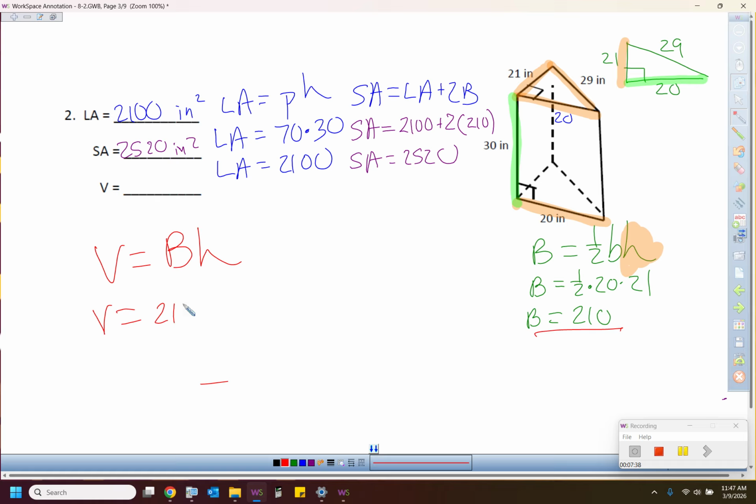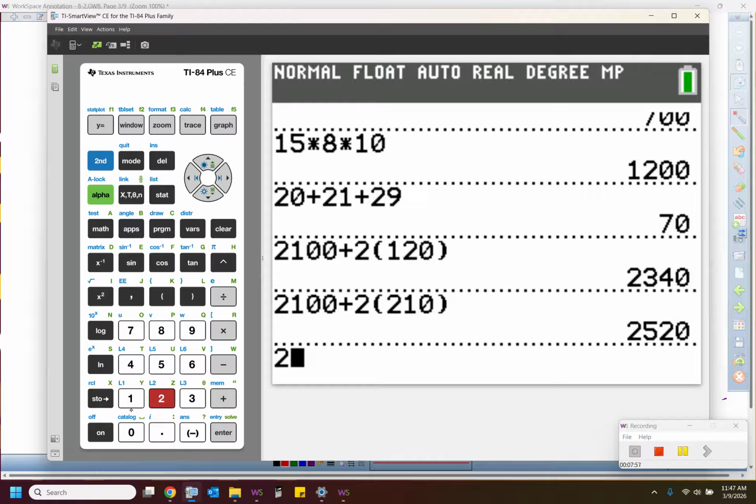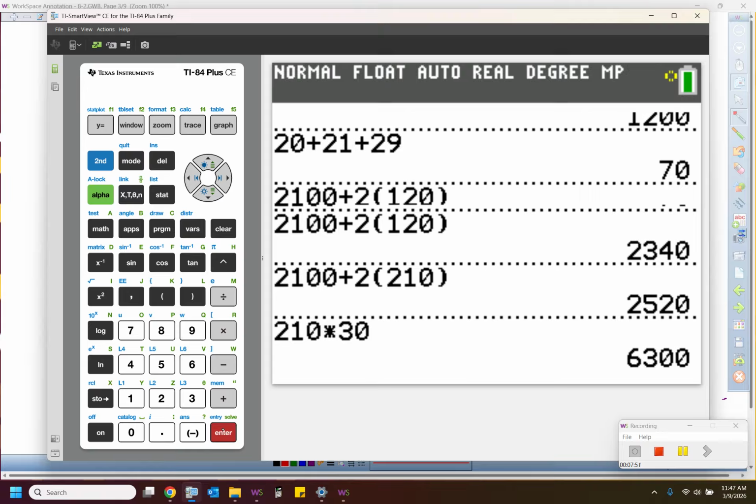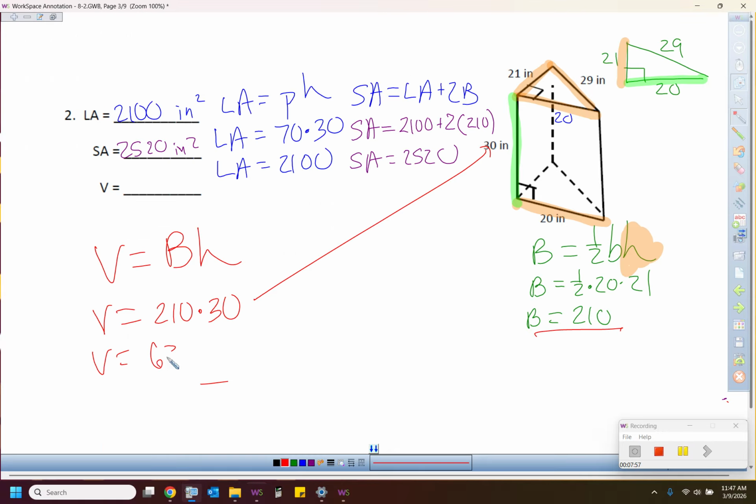The base area is 210, and then the height, don't know why I wrote an equal sign there, but the height, we're trying to find the volume of the prism, so we need the height of the prism, which is 30. So we multiply those together. 210 times 30, baby. And I got 6,300 is the volume. So 6,300 inches cubed. All volume is in cubic units. It is the amount of space inside of this guy. If we was to fill him up with water or whatever, right, there's 6,300 cubic inches of space in there.